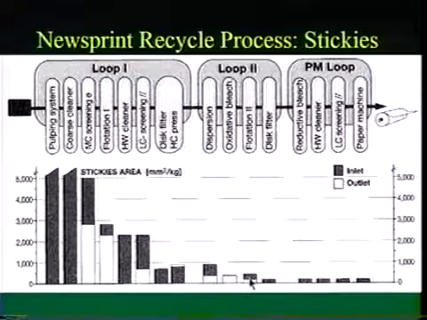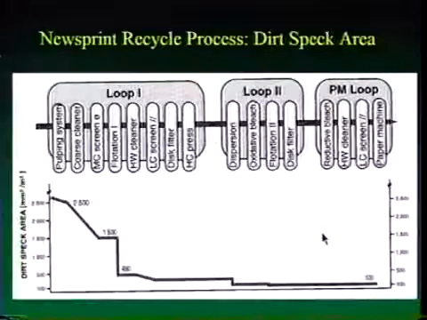So now we're down to around, I don't know, 100 or 200 millimeters squared per kilogram. And then the disc filter has no effect, and then we basically have a very low level, but we have a measurable level in our paper machine loop, so we still have to deal with these stickies in our paper machine loop. Just as an example of how hard it is to get rid of stickies.